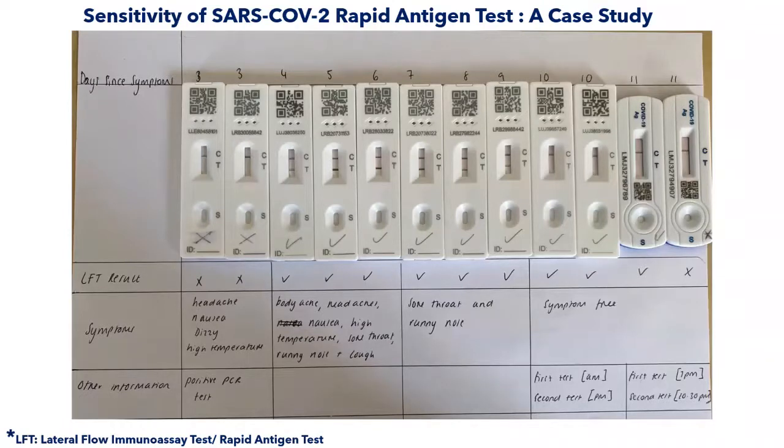Lessons are: be aware of the false sense of security a negative rapid antigen test can provide. If you have COVID-19 symptoms, get a PCR test. The main COVID symptom might not always be present and certainly not at the start.